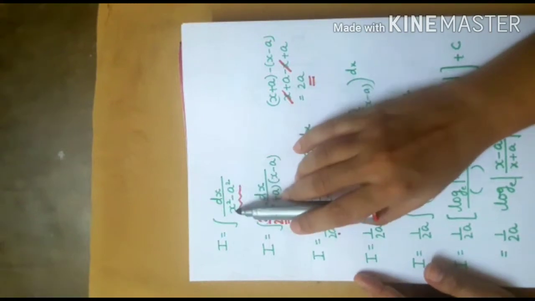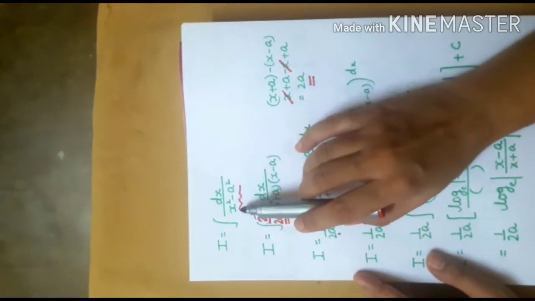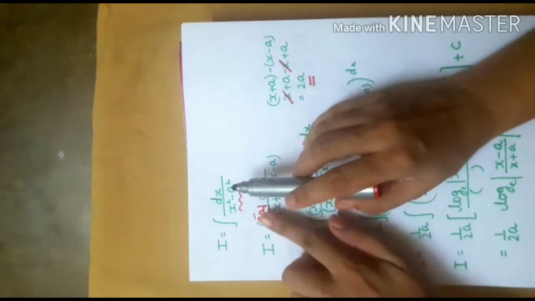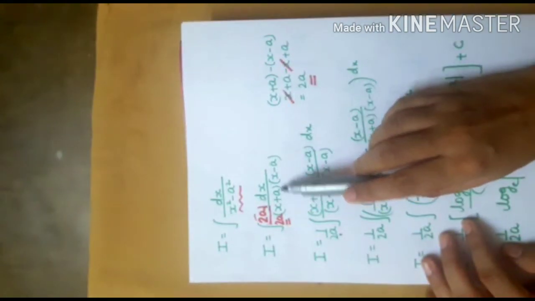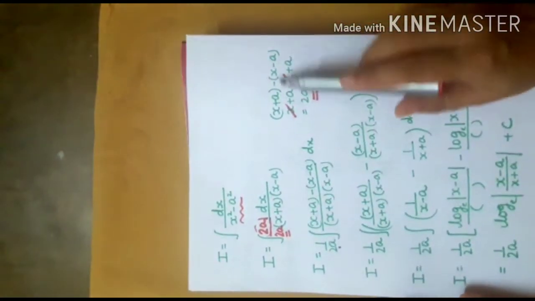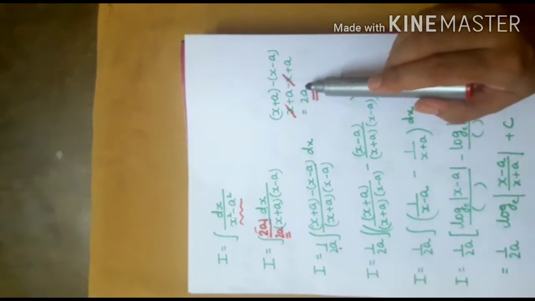Integral dx over x square minus a square. This I need to evaluate. Can I factorize x square minus a square as x plus a into x minus a? Now I find the difference of x plus a and x minus a. That is x plus a minus x minus a. I'll get 2a, which is a constant.